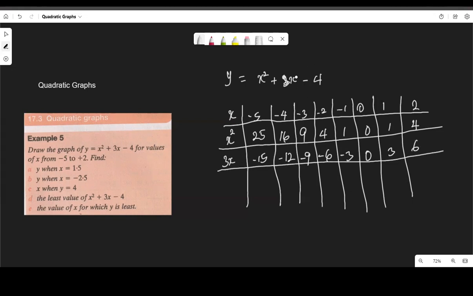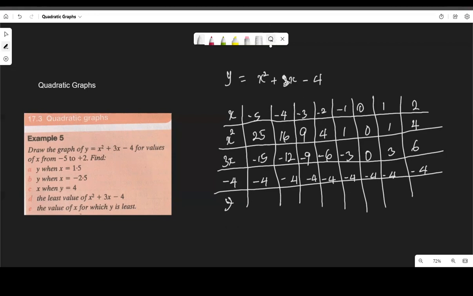The next term in the equation is a constant term, which is -4. It's a constant, so we just put it all through: -4, -4, -4 down to the end. And finally, we look for the corresponding value of y for each value of x.